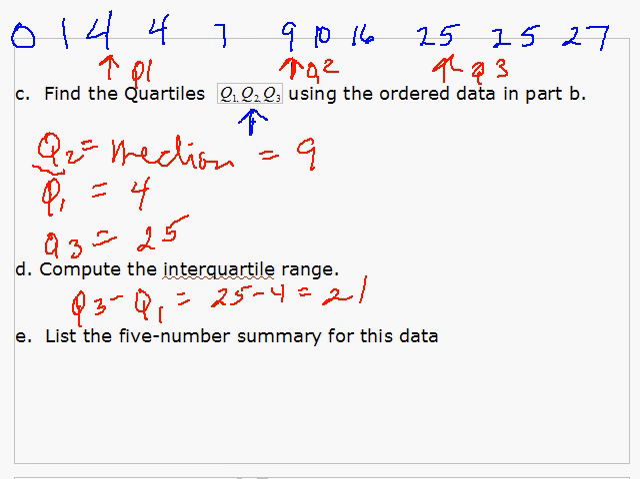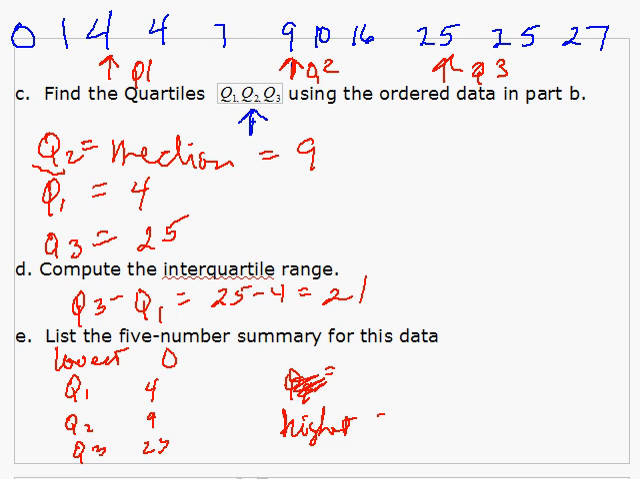List the 5-number summary for this data. The 5-number summary is the lowest number, so that's 0. Then it's the Q1, Q2, and Q3 make up the rest of those numbers, which would be 4, 9, and 25. And then you get the highest one, and that would be 27. So that's a 5-number summary. You put the lowest value and the highest value in the 5-number summary, so that encompasses all the data values. Then you give Q1, Q2, and Q3.